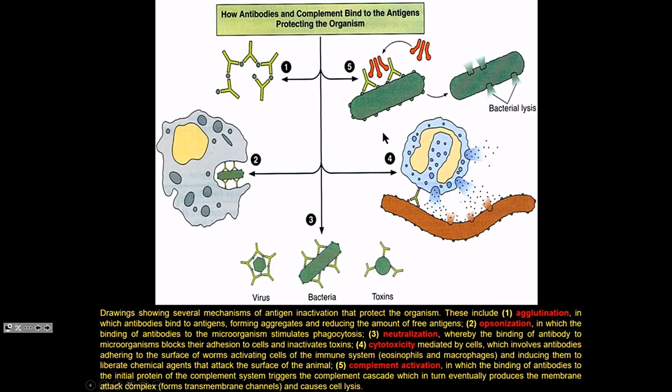Okay, so how do antibodies work? This is the humoral response. This is listing 5 different mechanisms by which antibodies can eliminate a foreign pathogen. The first one is agglutination, in which the antibodies bind to our bacteria. This reduces the amount of free pathogen floating around in the body.